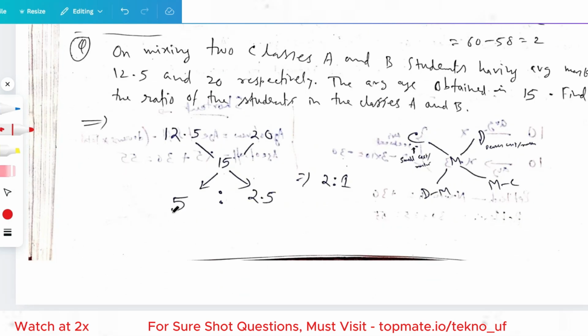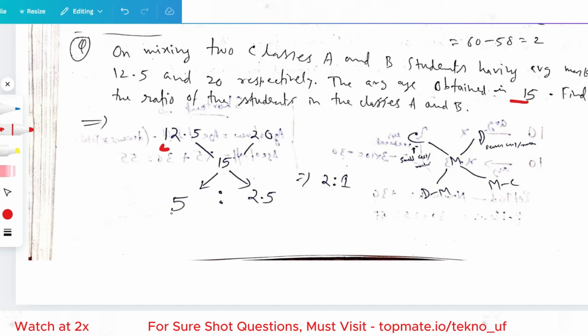On mixing two classes A and B, students having average marks 12.5 and 20 respectively, the average obtained is 15. Find the ratio of the students in the classes A and B. So basically you can implement the alligation method here, as shown in the picture. For 12.5 and 20, the average obtained is 15 for both classes together, I mean for the total, not for 12.5. So for the total the average is 15.